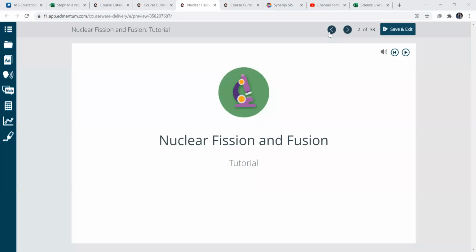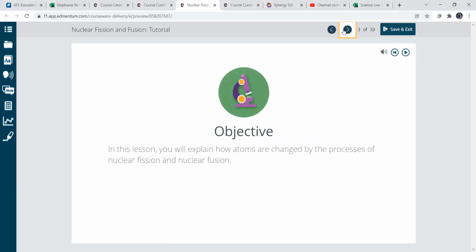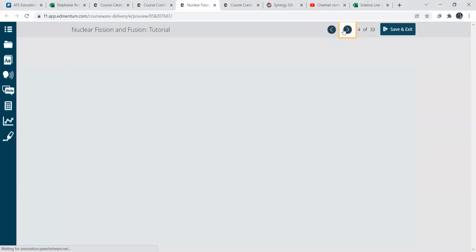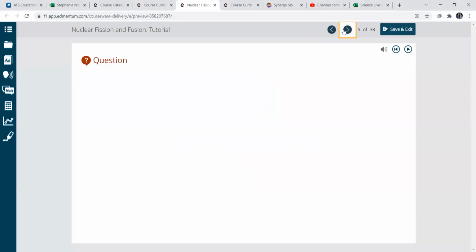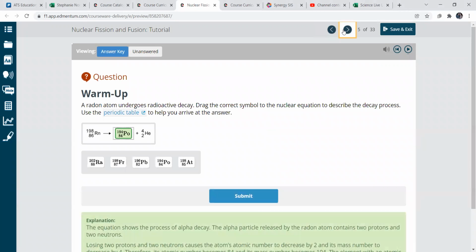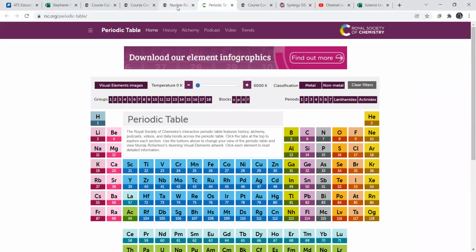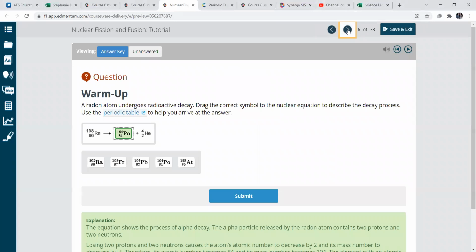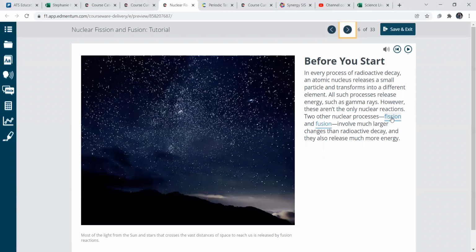Okay, now we have nuclear fission and fusion, and let's get into this and discuss some things about it and some other fun stuff like that. So we have our periodic table here. We've reviewed this periodic table before, so we won't review that again before you start.